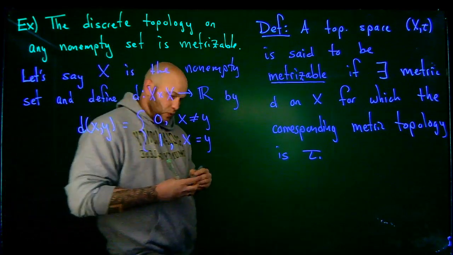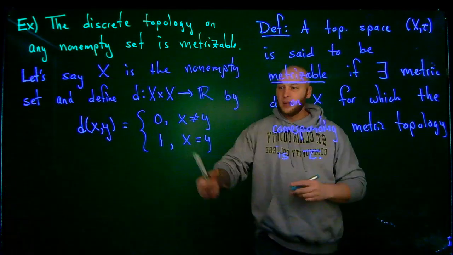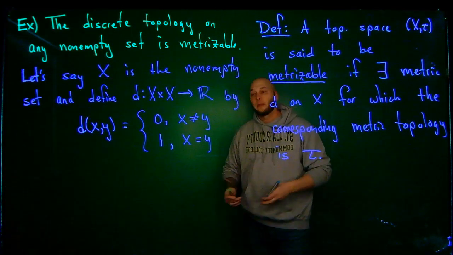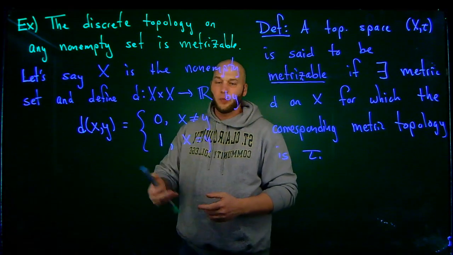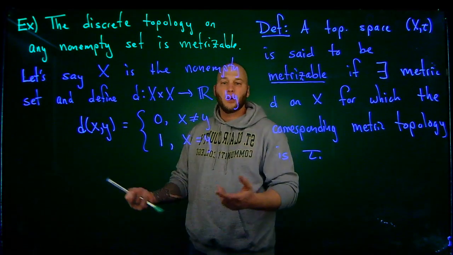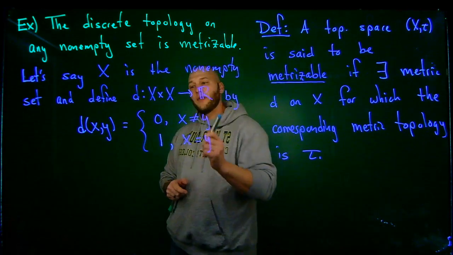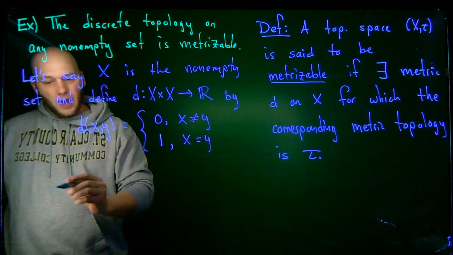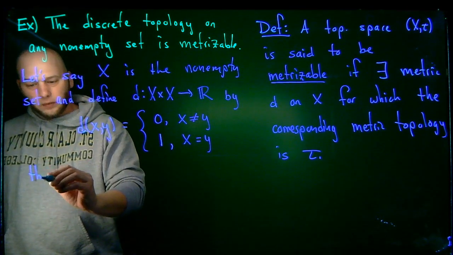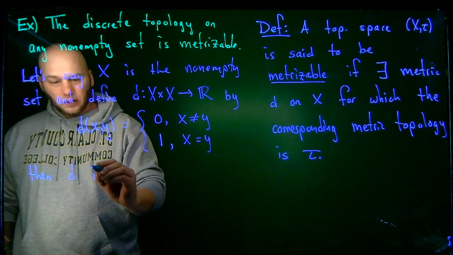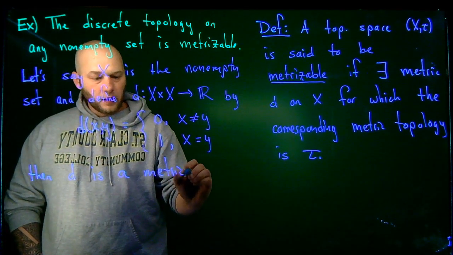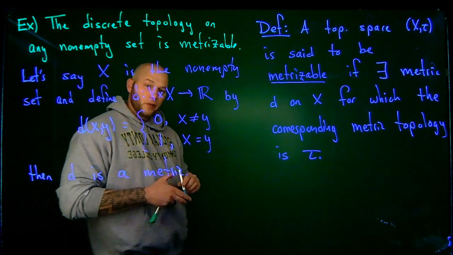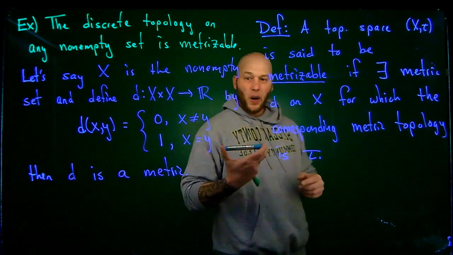And it's a straightforward exercise to verify that this is in fact a metric. So go ahead and work those steps out, but it's pretty straightforward to show that this is a metric. I'm just going to go ahead and assume that. So define this function by that. Then d is a metric, right? And the epsilon balls for this metric would then generate a topology.